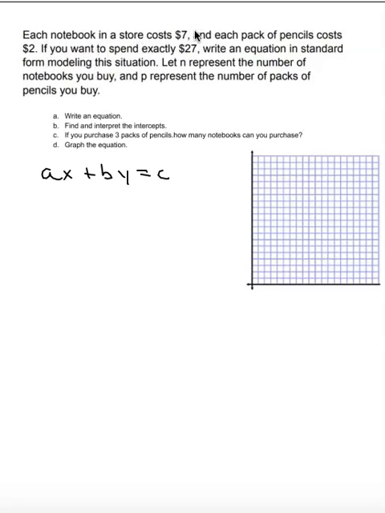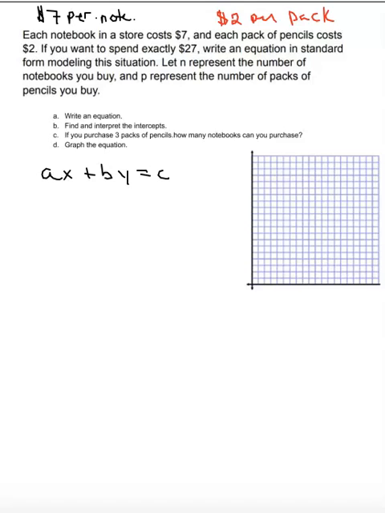Now let's read this and see what makes this a standard form. Each notebook in a store costs $7. So if I rewrite that a little bit, $7 per notebook. Do you agree? What is that? A slope. Okay, cool. So we got a slope. Continue reading this, and it says each pack of pencils costs $2. So now what? $2 per pack.